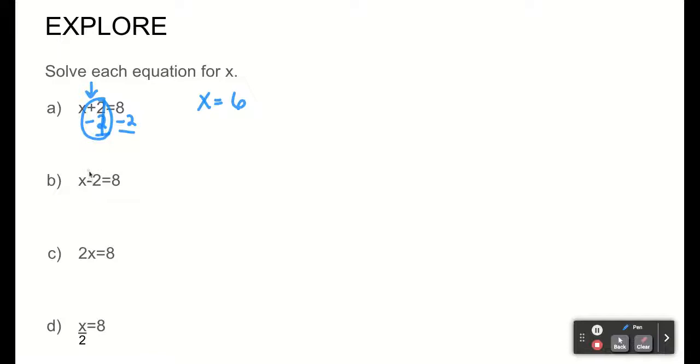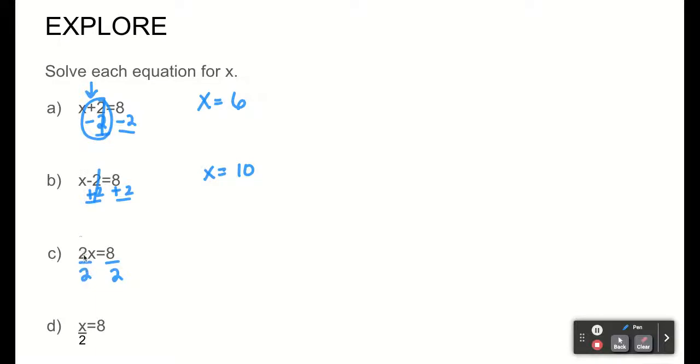Same thing here. If we have x minus 2, we will here use addition because, again, it's the inverse of subtraction. So that leaves us with x minus 0 is equal to 10. For this one here, 2 times x is equal to 8. We're multiplying. The inverse of multiplication is division. So we will use division to undo that multiplication because it is the inverse.